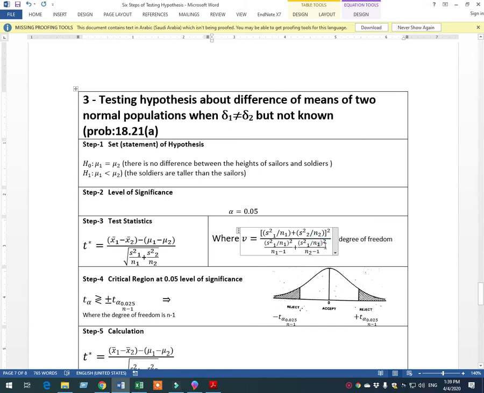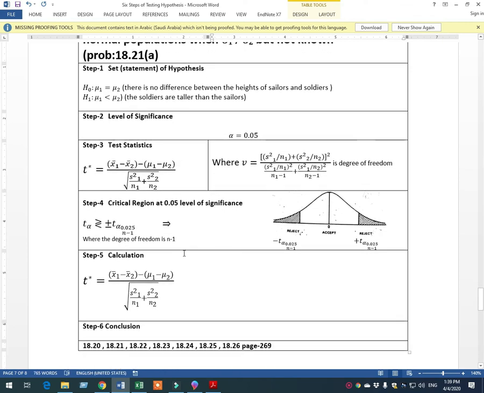Let me correct it. This is N2. Okay. The second variance ratio of the variance to the number of observation is squared, divided by the N2 minus N1. So guys, in the next phase I'll be selecting the critical region. Here the degree of freedom is not N1. Here the degree of freedom is V. V is this. This is the degree of freedom. We have to calculate it to find out the formula.